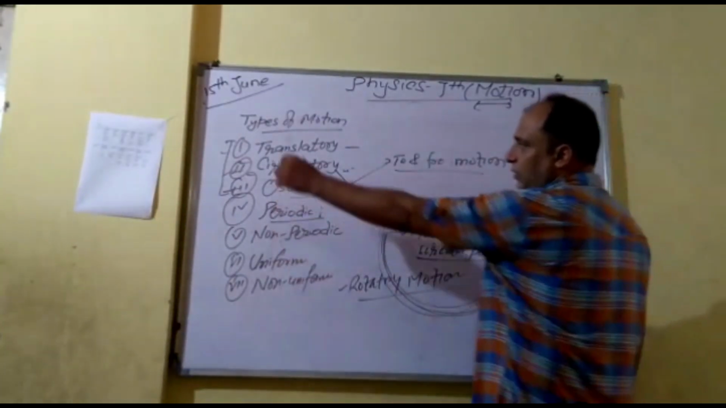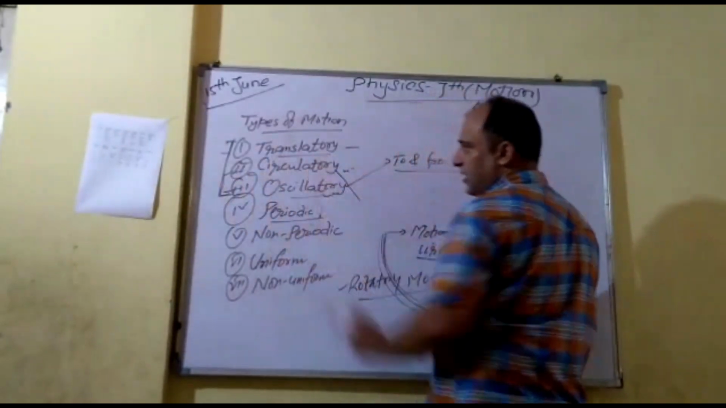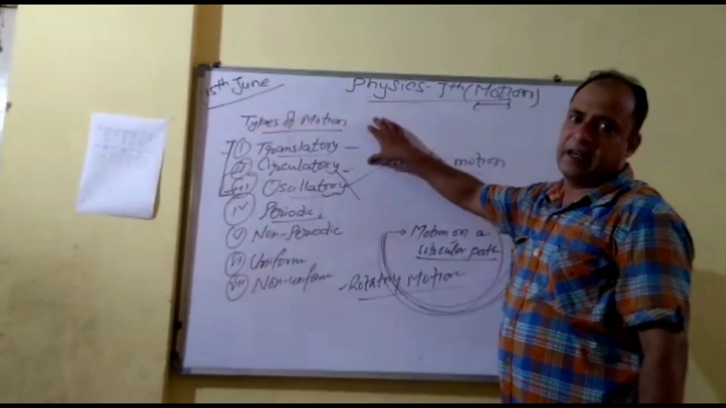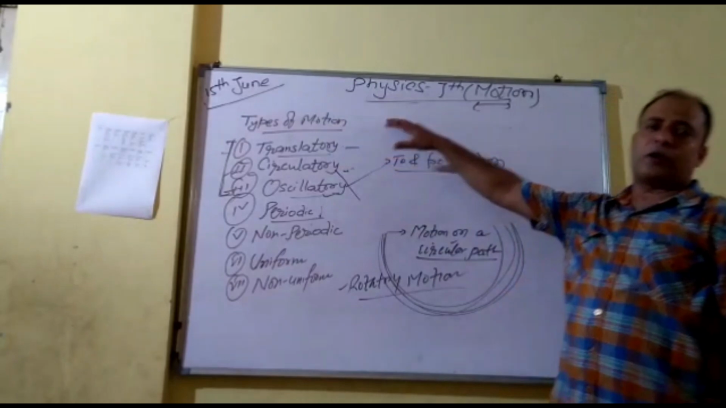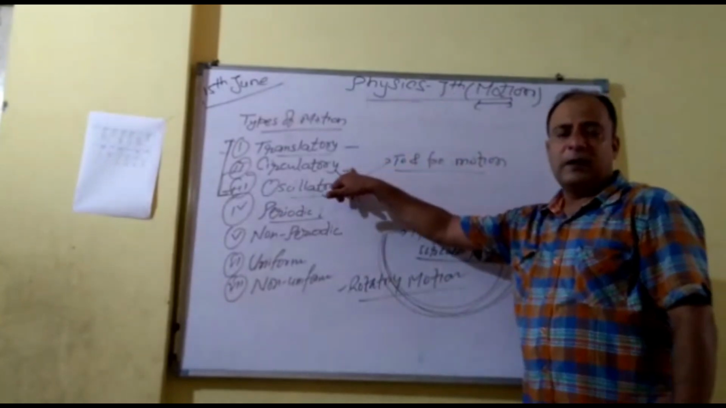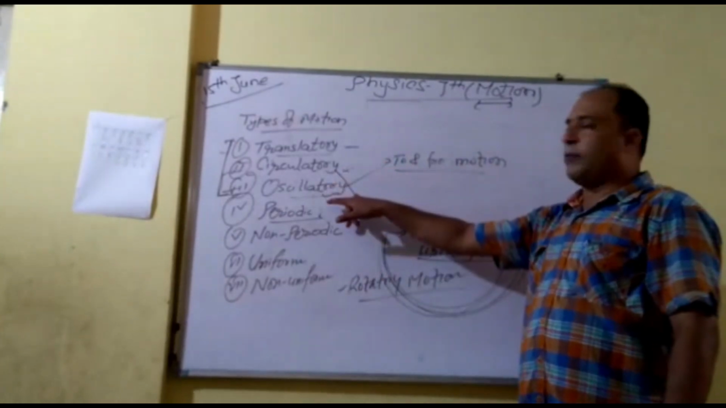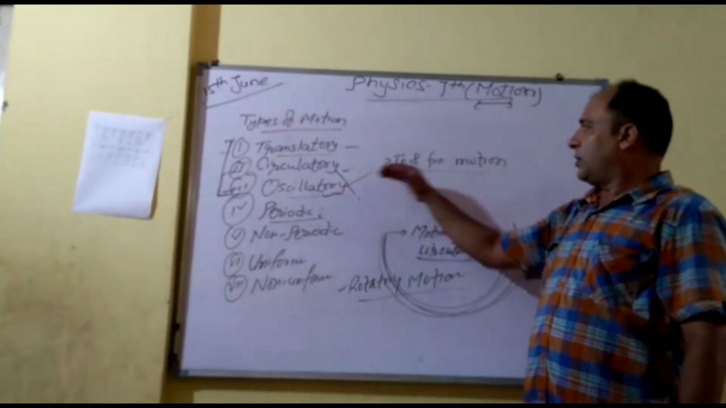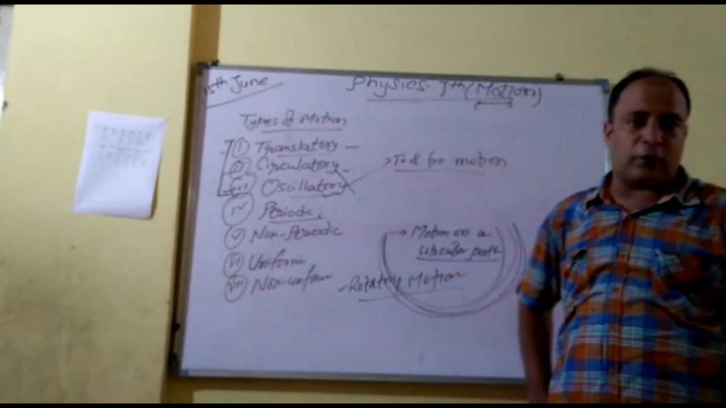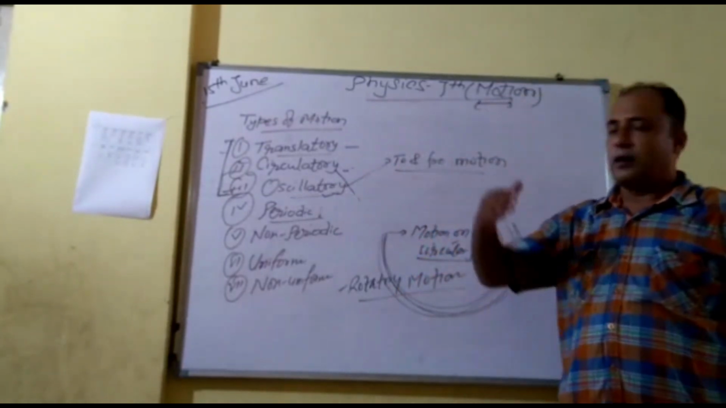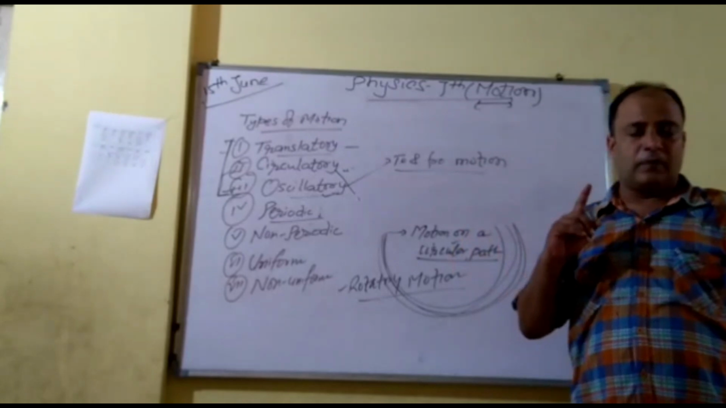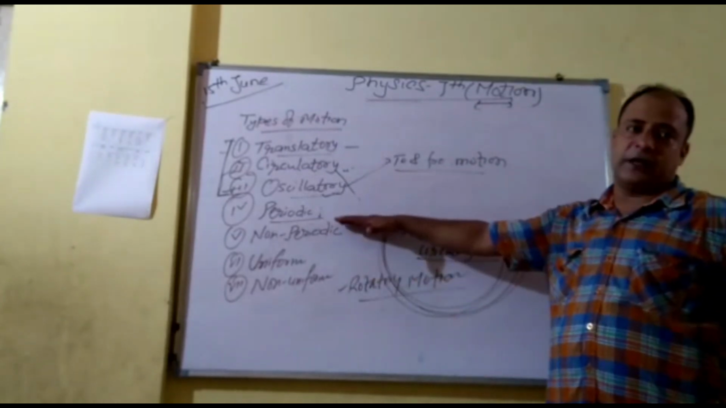Basically, once again I am going to repeat these types. One is the translatory motion, motion on a straight path. There are two types, the rectilinear and the curvilinear. Rectilinear means totally on a straight path. Curvilinear means on a curved path. Circulatory motion means motion on a circular path. Oscillatory motion is the motion about the mean position. And one more motion, rotational motion. The meaning of rotational motion is that it is on a circular path but around a fixed point, like the motion of a fan. Got it? The rest of the types of motion I am going to send you in the next video.